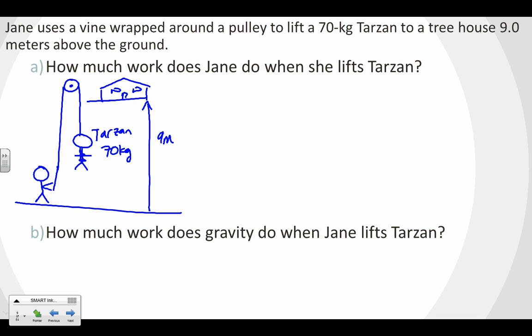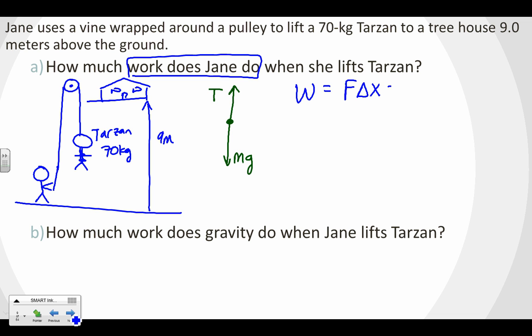So how much work does Jane do? Well, if I want to know how much work Jane is doing, I need to know how much force Jane is applying. How is Jane lifting up Tarzan? What force is she using to do that? She's using tension. Dealing with a force problem, it's a good idea to have a free body diagram. We're talking about the work done on Tarzan, so the free body diagram of Tarzan looks like this. Which of those forces is doing the work? Tension is doing the work. So from our free body diagram, instead of going F equals ma to solve for forces, we're going to go work equals force delta x cosine theta to solve for work.